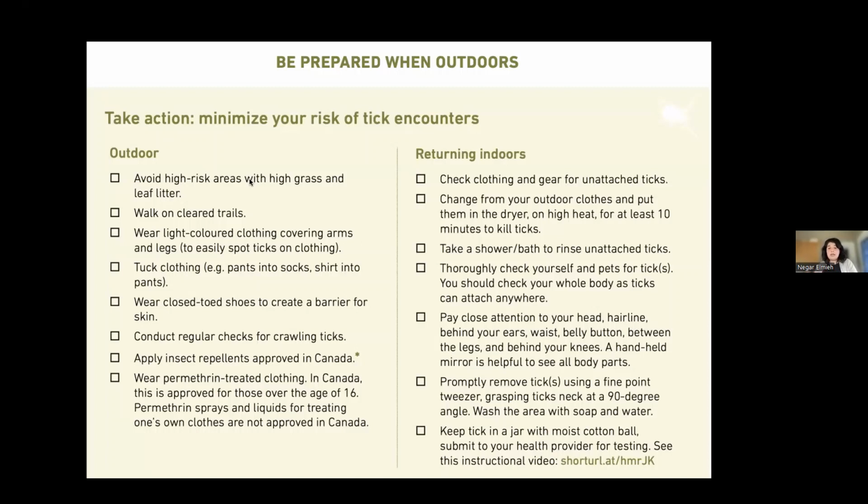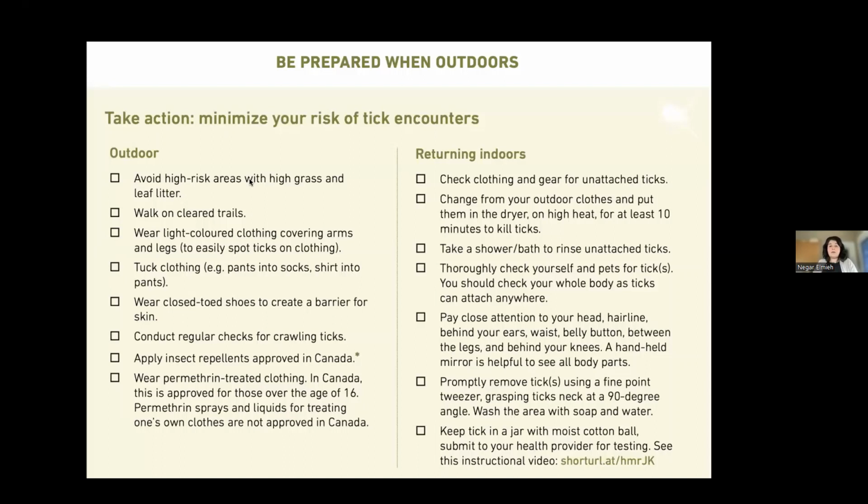When you return indoors, there are also actions you can take. For example, you can check your clothing and your gear for unattached ticks. One of the most effective methods is to take your clothes, change out of them, and put them straight into the dryer for at least 10 minutes because that kills ticks. You can take a shower or bath to rinse unattached ticks, and that also allows you to check yourself as well as pets and or children.